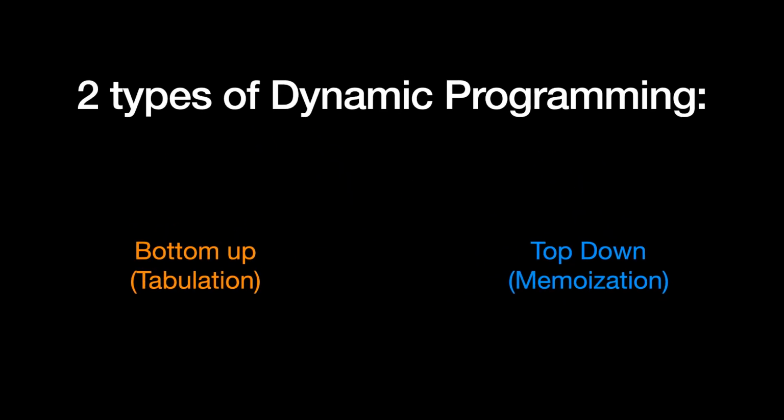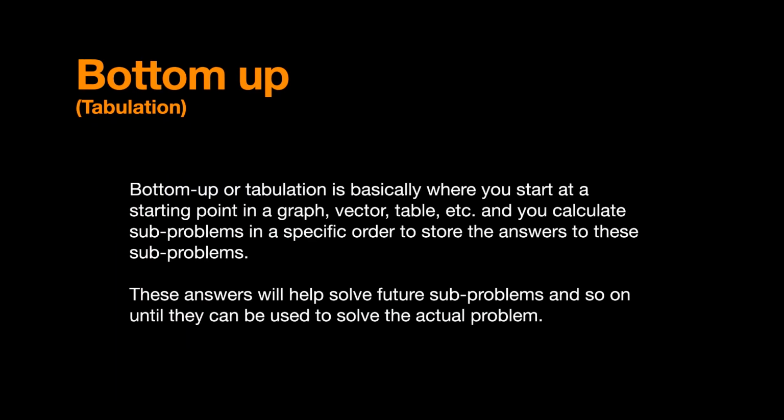So there are two types of dynamic programming: bottom-up or tabulation and top-down or memoization. So what is bottom-up or tabulation? Bottom-up or tabulation is basically where you start at a starting point in a graph, vector, table, etc. and you calculate the subproblems in a specific order to store the answers to these subproblems. These answers will help solve future subproblems and so on until they can be used to solve the actual problem.